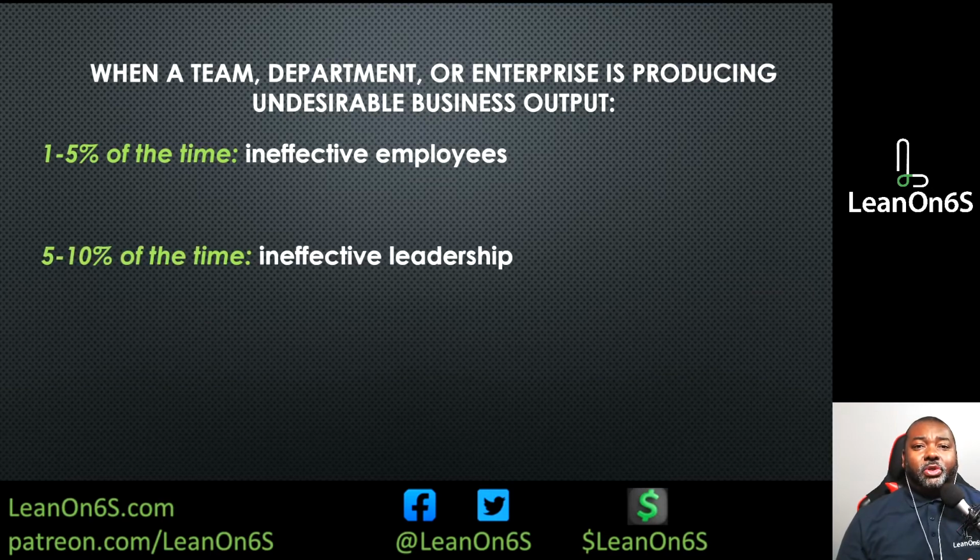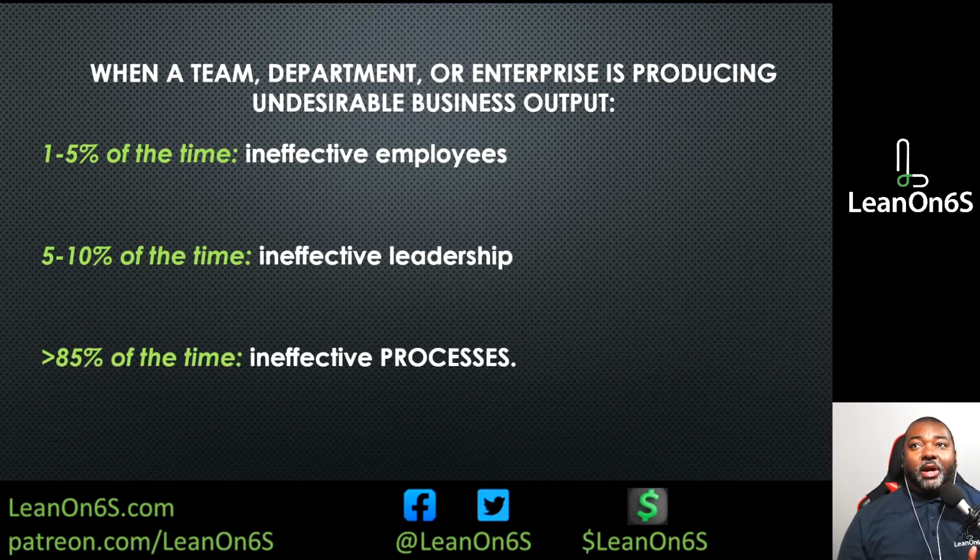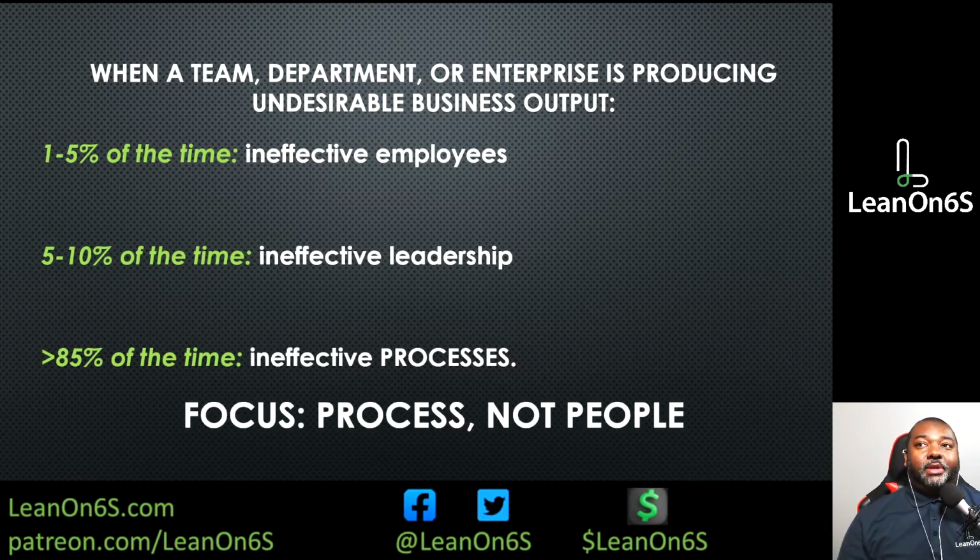A lot of time also your leadership gets beat up, but very rarely is that the culprit either in terms of business output. In fact, studies show that more than 85% of the time, your output is due to an ineffective process. The way that you produce your output is broken and needs to be fixed. This is why Lean Six Sigma projects don't focus on people. They focus on process.